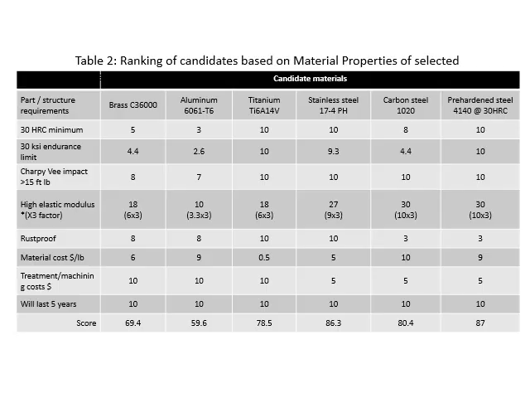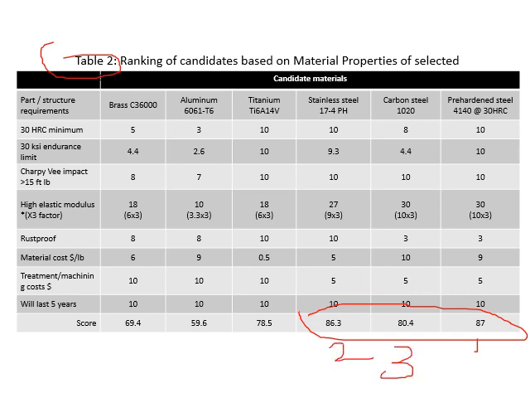Finally, when you get all the rating or rank values, you sum it up as in this table 2. The total rating for each material represents the material performance against the constraints and the objective. Here you will have the top 3 materials as candidates for the shaft, which are the stainless steel 17-4 PH, the carbon steel 1020, and also pre-hardened steel 4140.